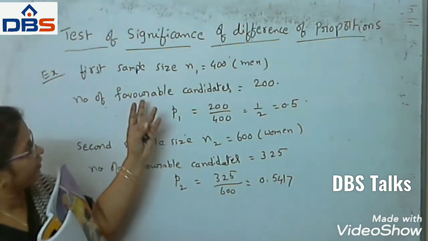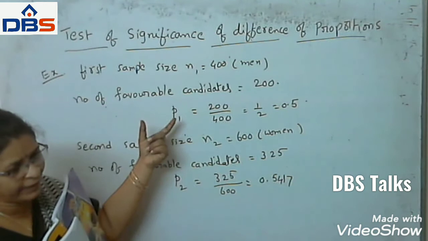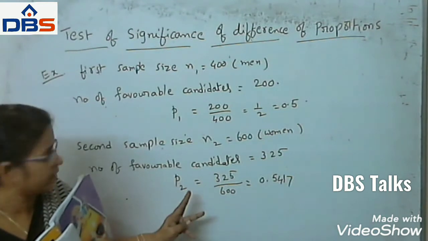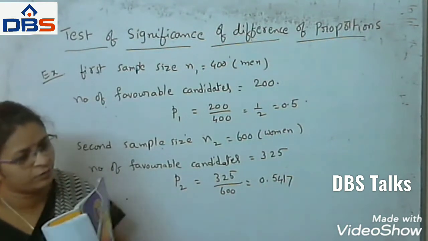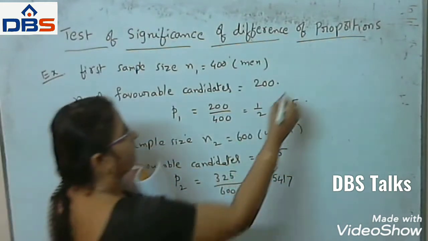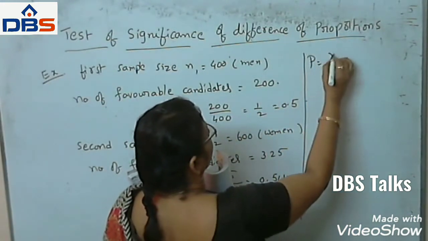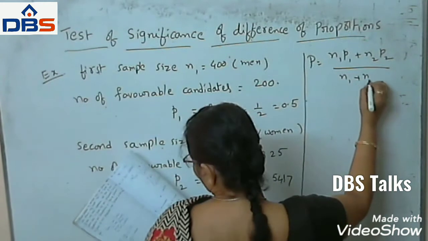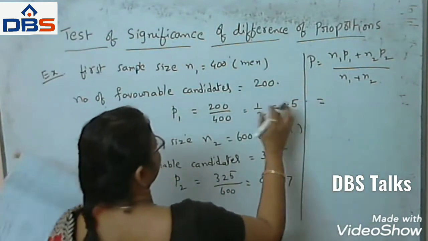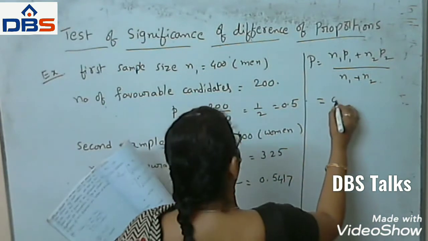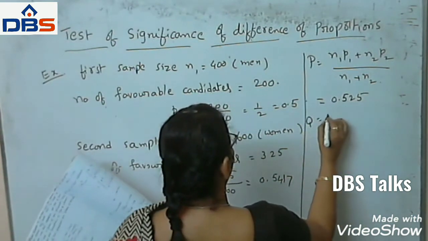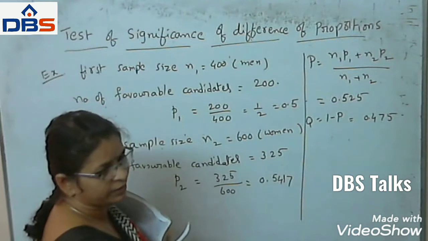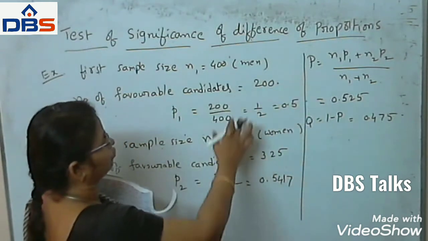The proportion of favorable candidates in the first sample, P1, is 0.5. The proportion of favorable candidates in the second sample, P2, is 0.5417. Now P equals N1 P1 plus N2 P2 by N1 plus N2. By calculating, we get 0.525. Q equals 1 minus P, which is 0.475. So now we have found all the values: P, Q, N1, N2, P1, P2.